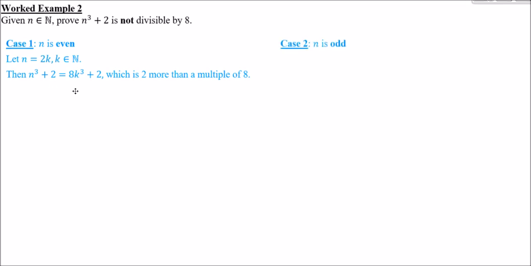So again, we need a representative for an odd number. Let n be 2k plus 1, where k again is some natural number. Then n cubed plus 2. Now you might want to use the binomial expansion if you want to. Or you could do 2k plus 1 multiplied by 2k plus 1 all squared. So this is a shorthand expansion of it. If you're not sure where this comes from, just brush up on your binomial expansion from year 12, or just expand it out old school by hand. But you should get 8k cubed plus 12k squared plus 6k plus 1, when you do 2k plus 1 to the power 3, and of course a plus 2 at the end.